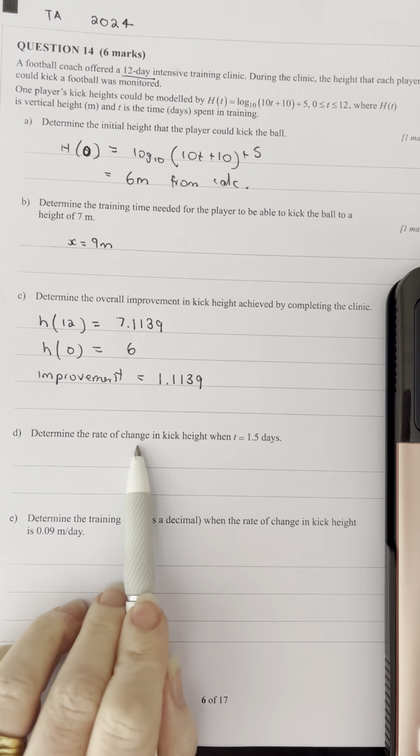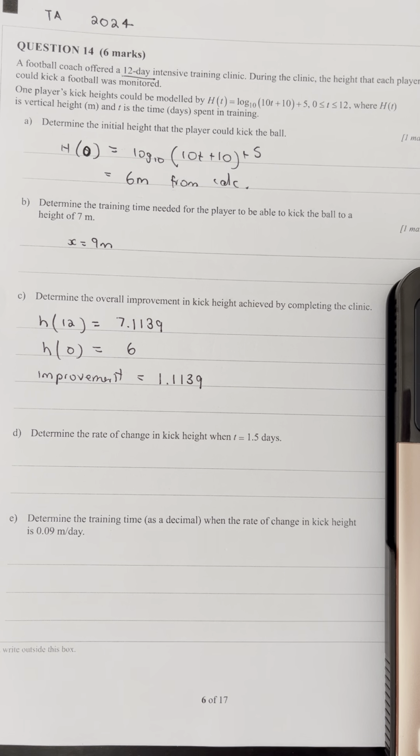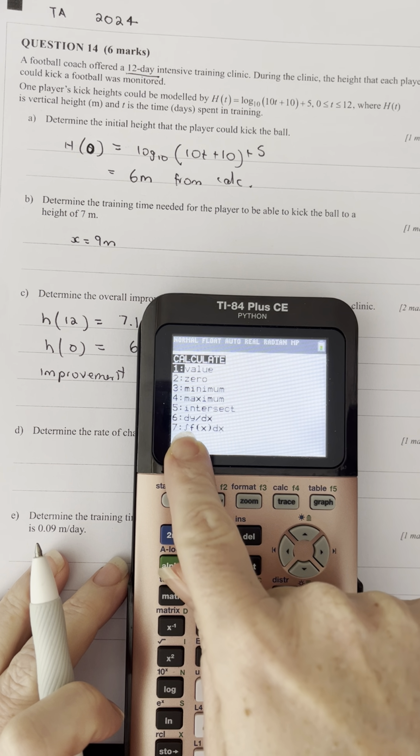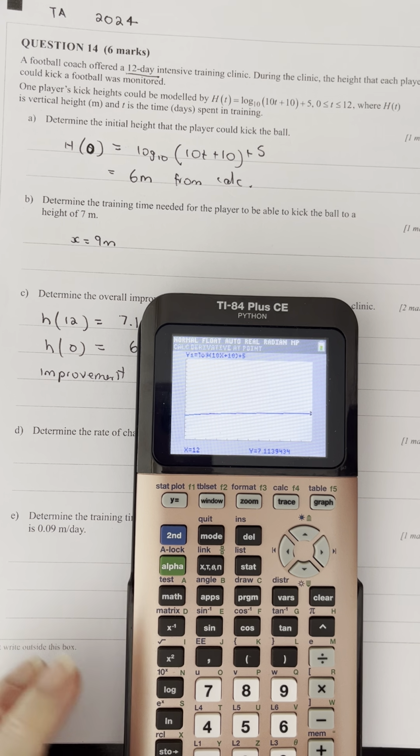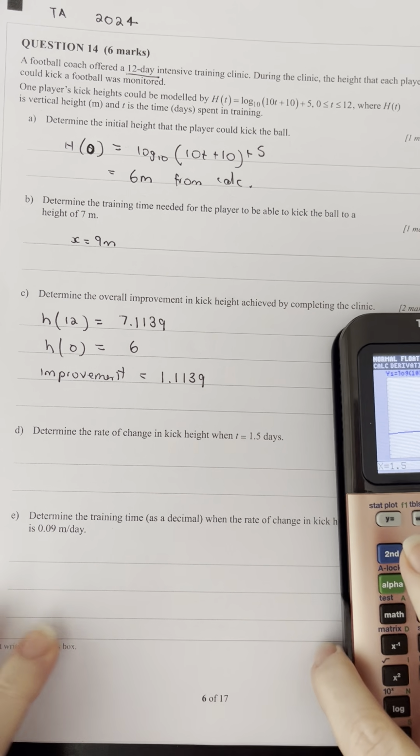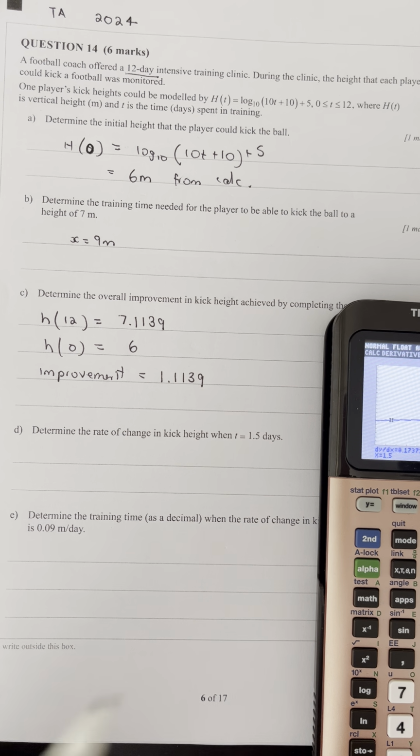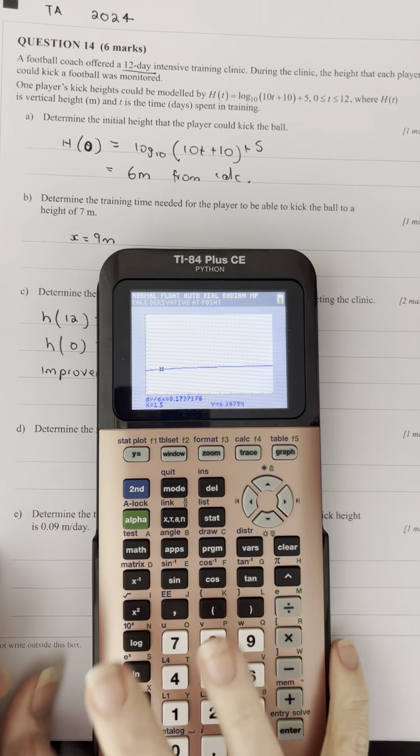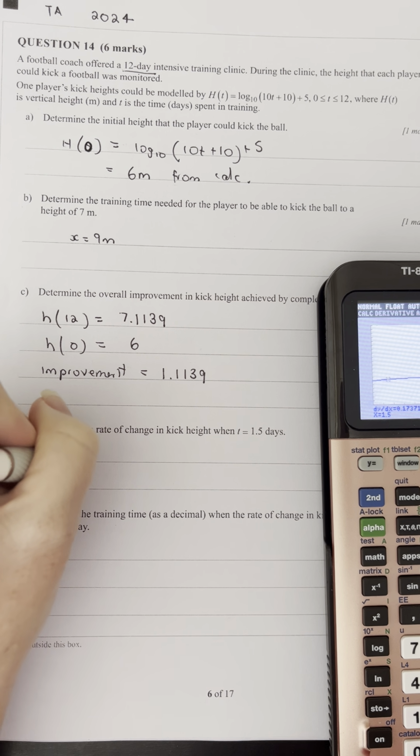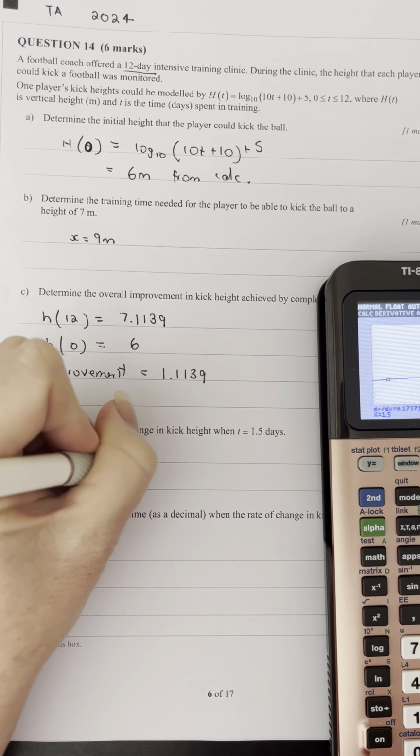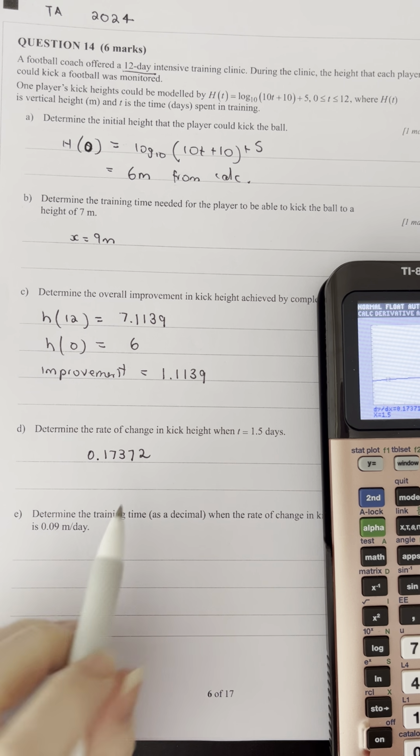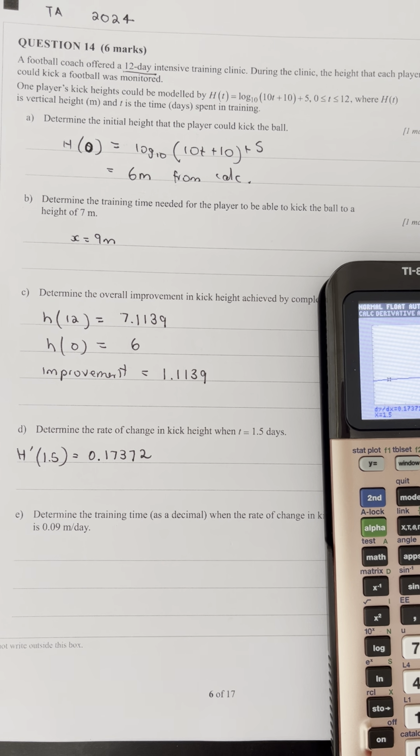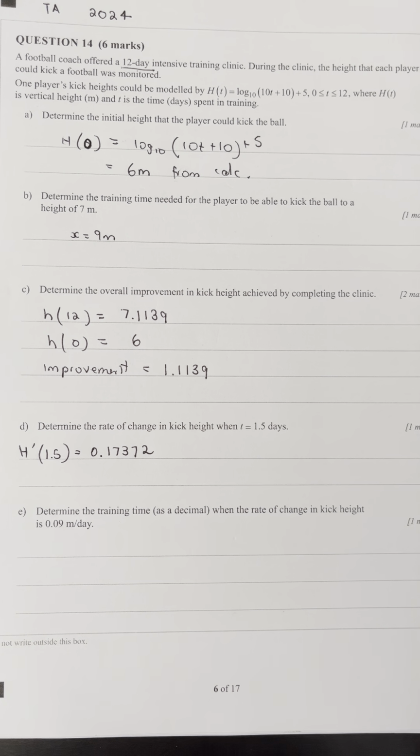Then it asks you for the rate of change in kick height when t equals 1.5. Now we're on our calculators, so that makes it a bit easier. So I'm just going to do second trace. I've got my derivative there, so I can just do that and put in the 1.5 for finding the derivative at 1.5 days, or what the value of that is. So you can see up the top here, it's telling me that is 0.17371, and rounding that to 2 decimal places, that would be the h dash of 1.5. And we've got that from our calculator. It's another 1 mark question. We don't have to find the derivative.